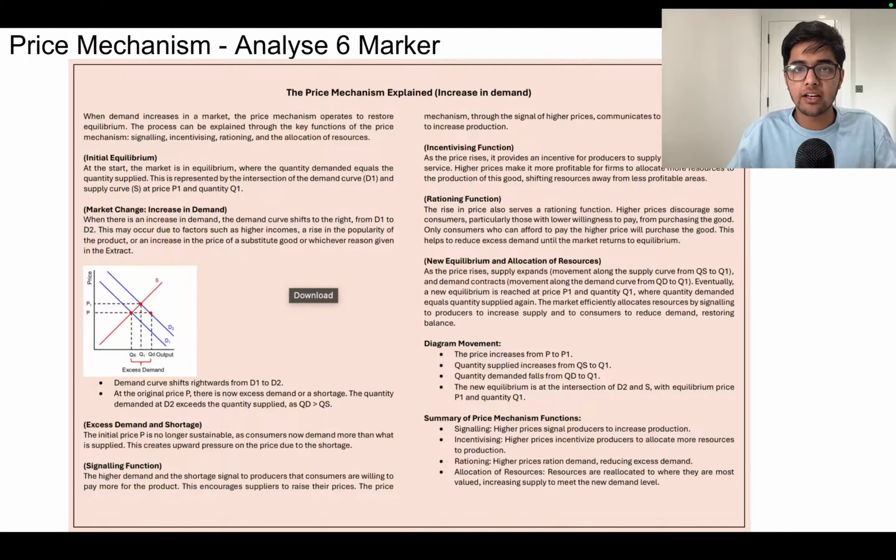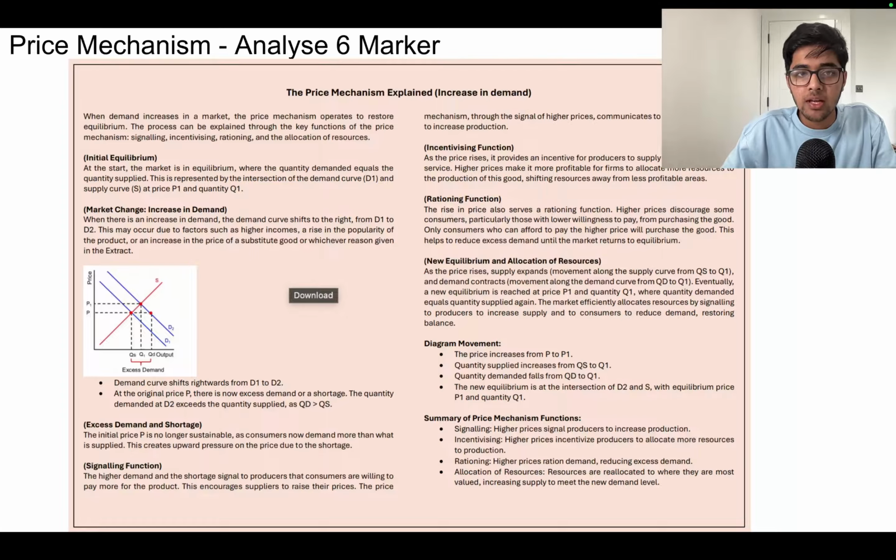When they ask you to analyze something using a diagram and explain the effect on price equilibrium, this is how you have to answer. You can often get 3 to 4 marks by just drawing the diagram, describing it, and giving very basic analysis. But to get those 6 marks, you want to do exactly this. Let's take this example question. When demand increases in a market, the price mechanism operates to restore equilibrium. It can be explained using the key functions of the price mechanism.